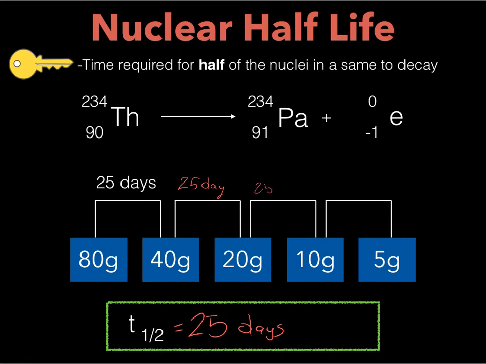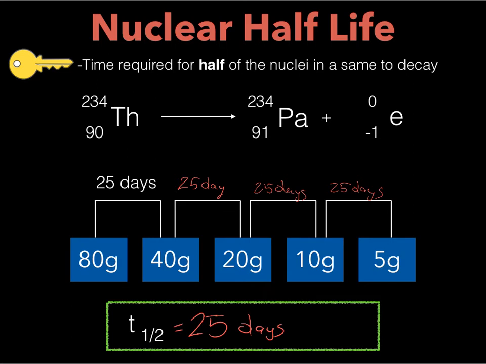And then it takes another 25 days for it to decay again. Then our 10 gram sample that we have left is going to decay again, and it's going to take another 25 days. So each time this sample decays in half, it requires a specific amount of time. And that's what we call half-life.